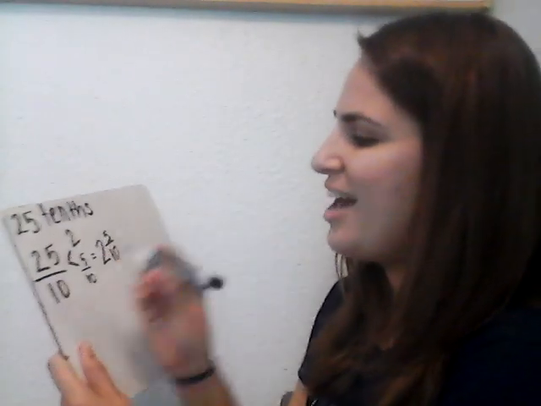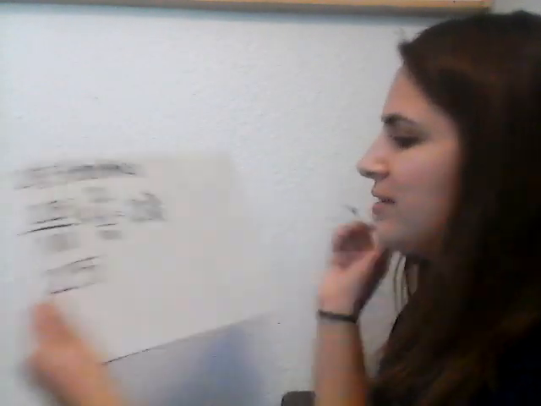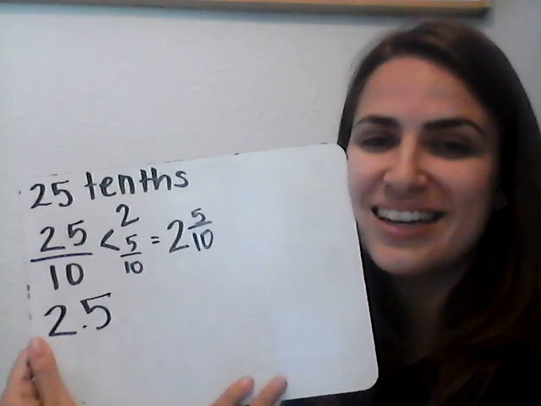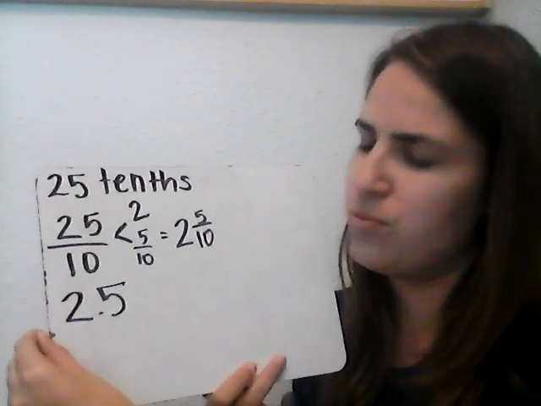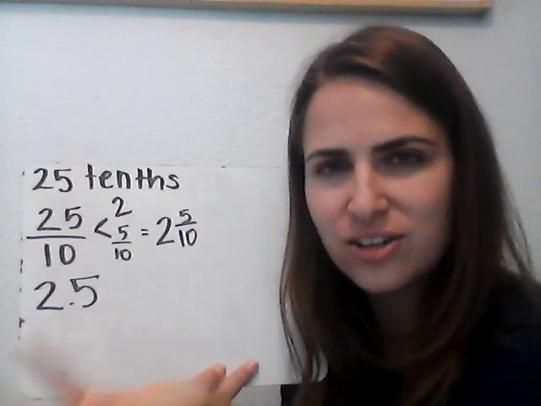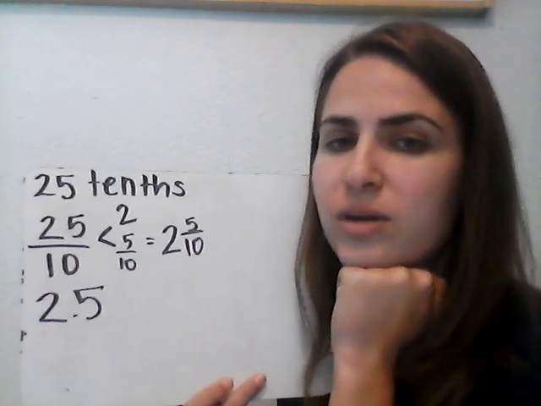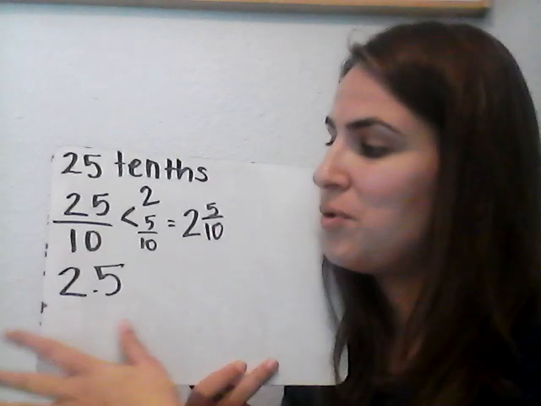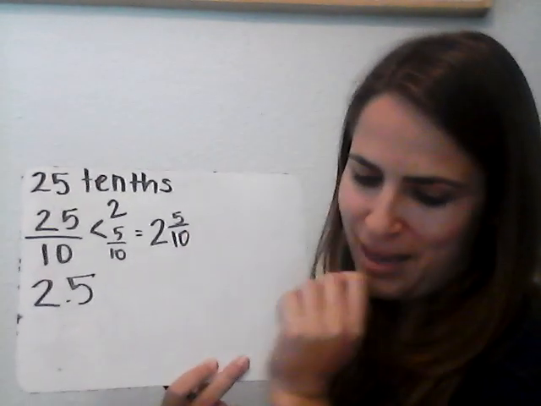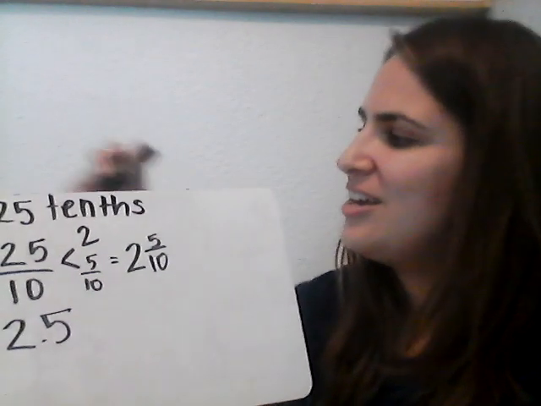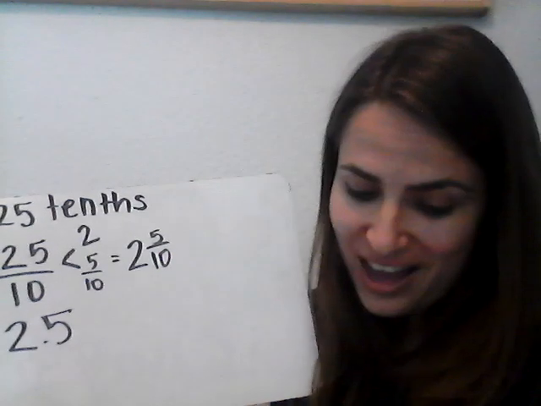So again, we knew that we had 2 wholes, and then we had 5 tenths left over. 2 and 5 tenths. Now again, some people might read this as 2.5, which is kind of a quick way that people read decimals. However, we want to be precise mathematicians, and we want to use the proper language, so we will always be reading it as 2 and 5 tenths, not 2.5. Okay, so here we have 4 different ways to represent 25 tenths, and we're not even finished.